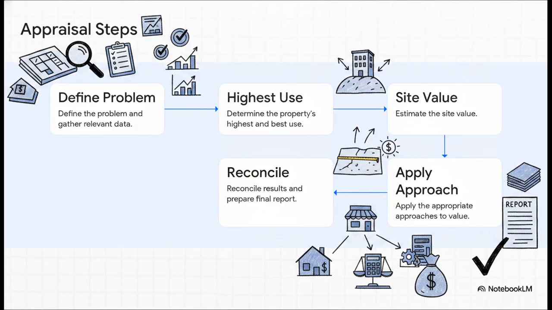Okay, so an appraiser's job is pure objective estimation. First, they define the problem and gather their data. Then, they determine the property's highest and best use. Next up, they estimate the site value. After that, they apply the different approaches to value, which we're actually about to cover. And finally, they reconcile all those results to prep their final report. It's a very strict, logical sequence.